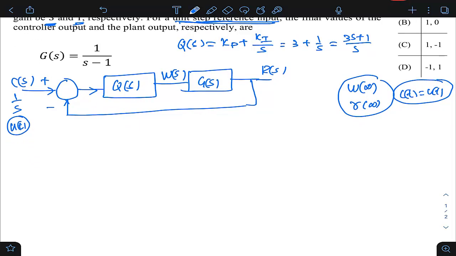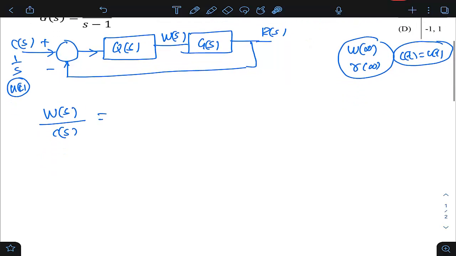If I ask you what is W of S by C of S, the idea is, first I'll find W of S by C of S, then by substituting C of S, I'll get W of S. Then by using the final value theorem, I can get the final value of this. Similarly, to get the final value of R of S, I'll first find R of S by C of S, then by substituting C of S equals 1 by S, I'll get R of S. Again, using the final value theorem, I can get R of infinity. So that's why I'll first obtain the transfer function W of S by C of S, then R of S by C of S, and then we'll proceed.